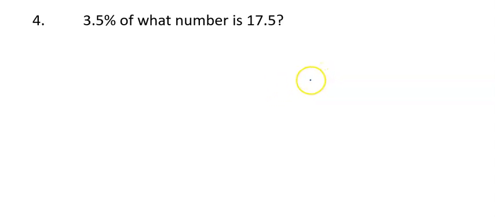Now we look at some problems involving percents. So 3.5% of one number is 17.5. When we have a word problem, it's usually useful to convert words to mathematical symbols to get an equation, and then we can solve the equation. So we bring down 3.5%, and "of" means times, and one number is an unknown, so we use a variable x.